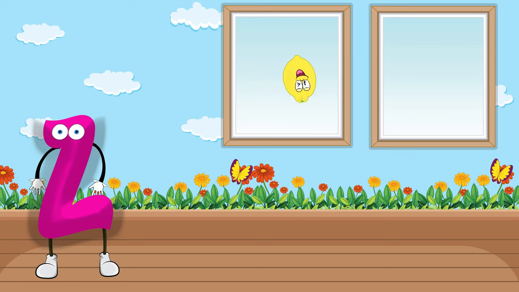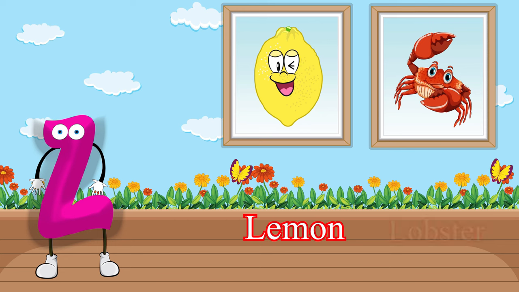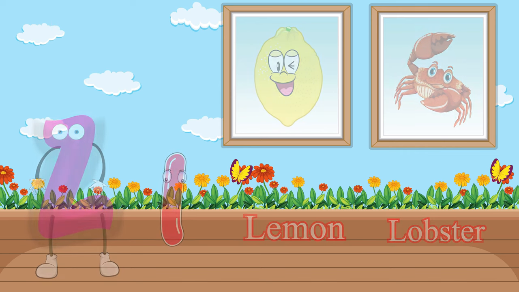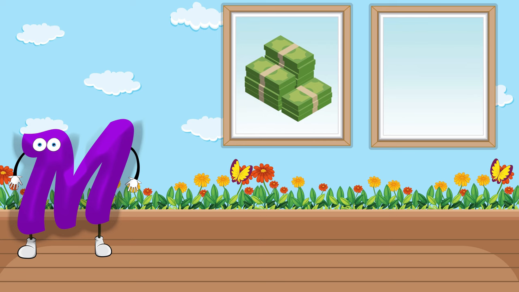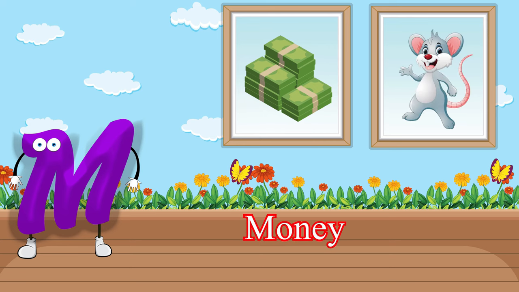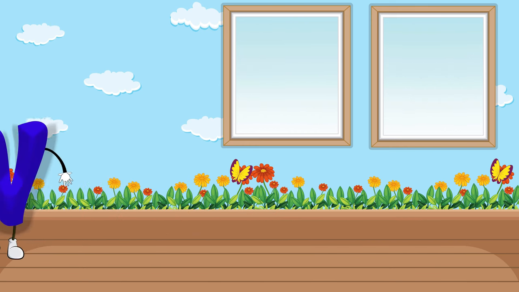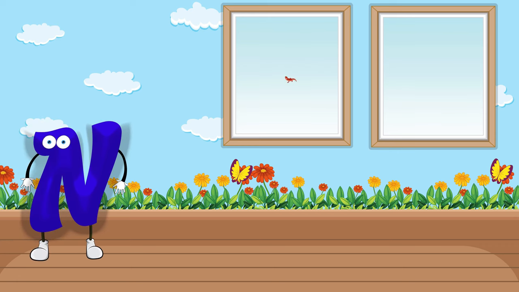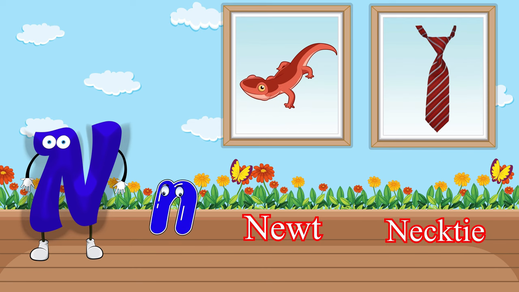L for lemon. L for lobster. M for money. M for mouse. M for newt. N for necktie.